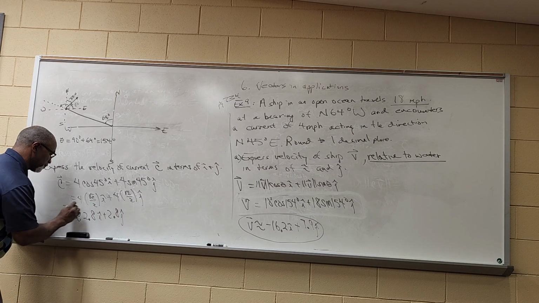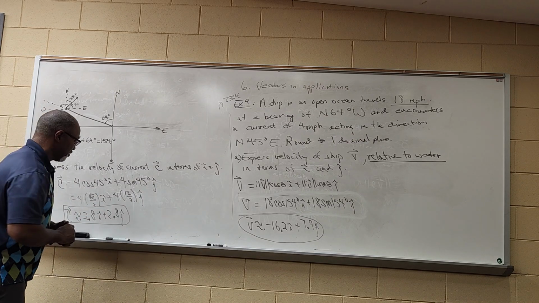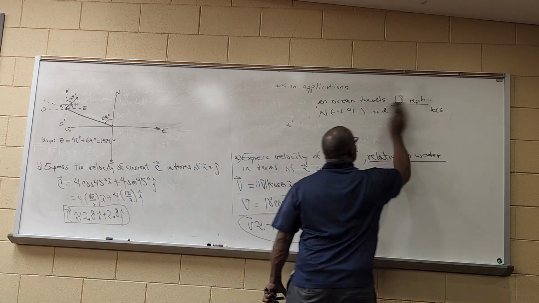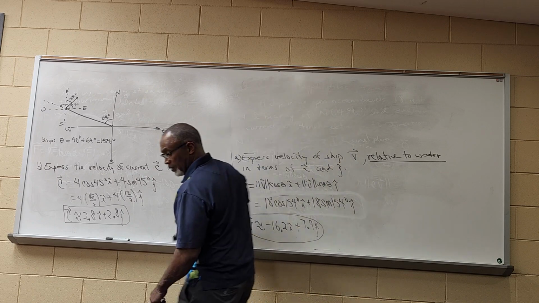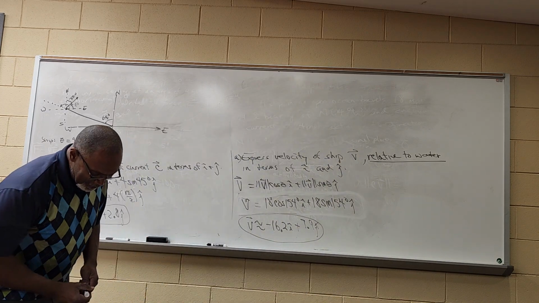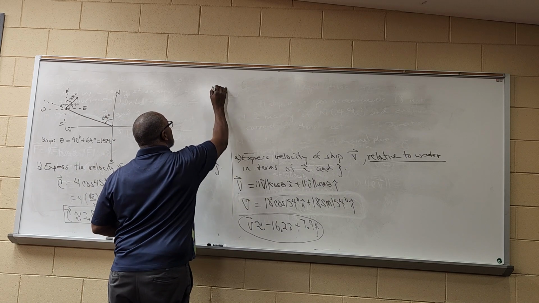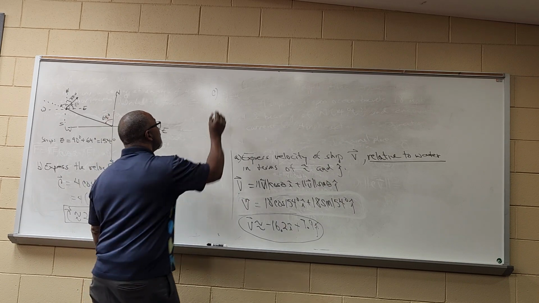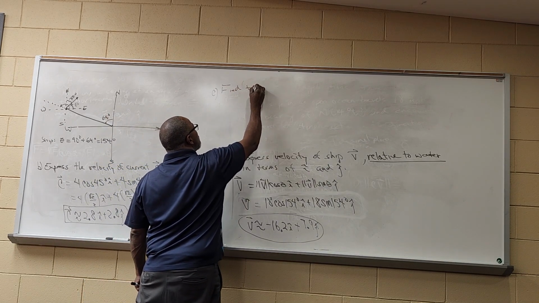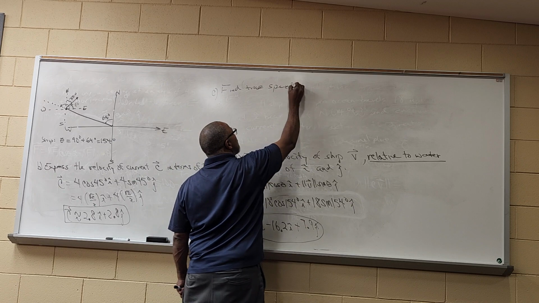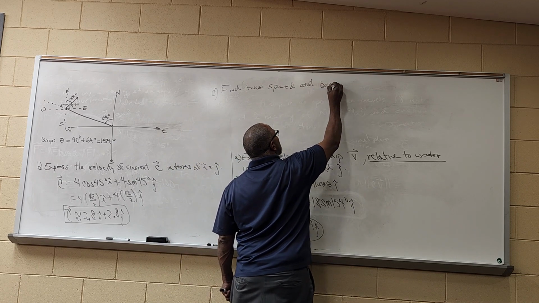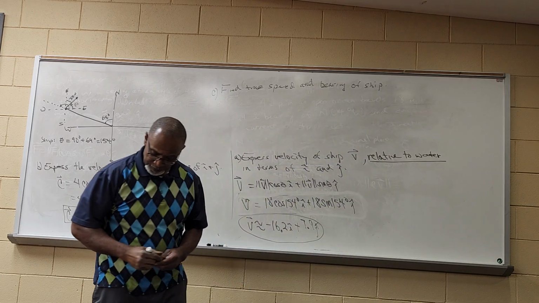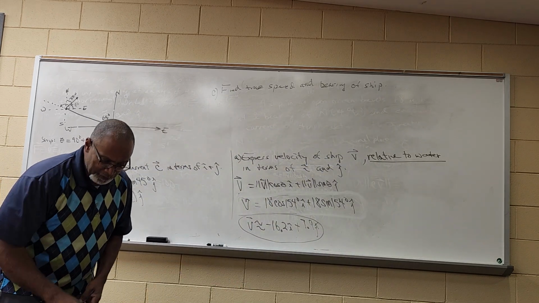That will be the current vector, okay? All right. And part C asks us to find the true speed and bearing of the ship. Find the true speed and bearing of the ship.